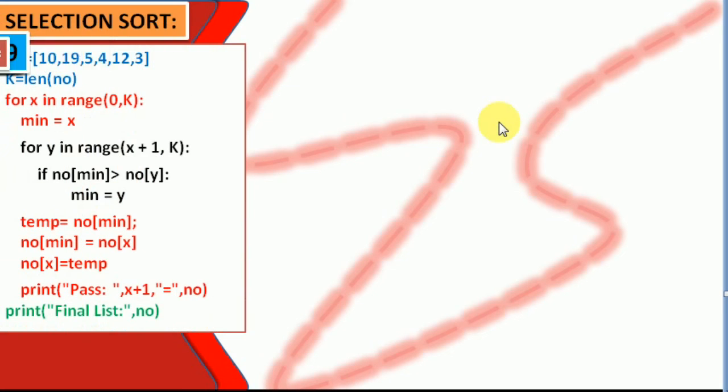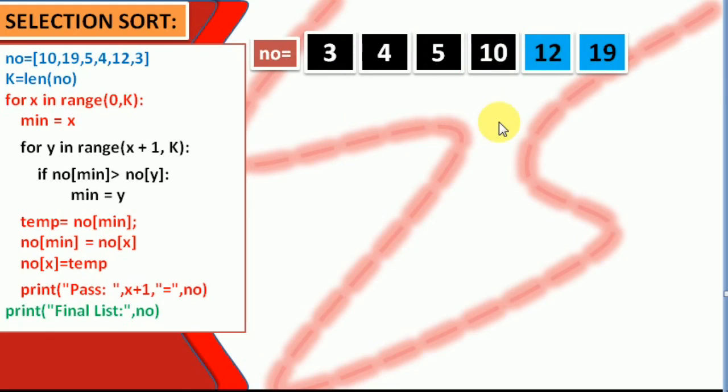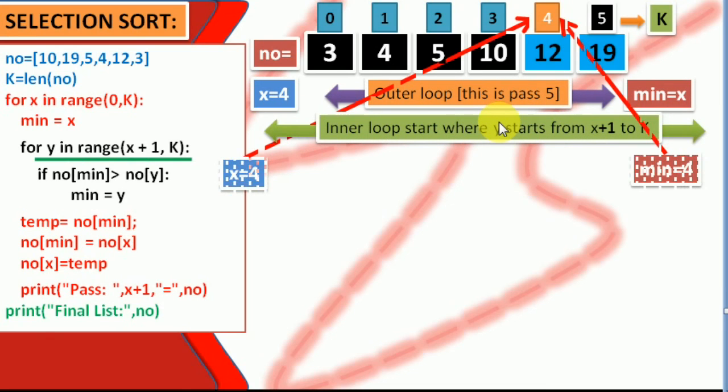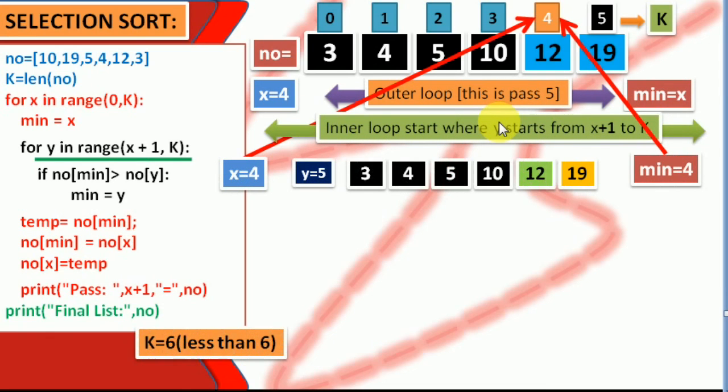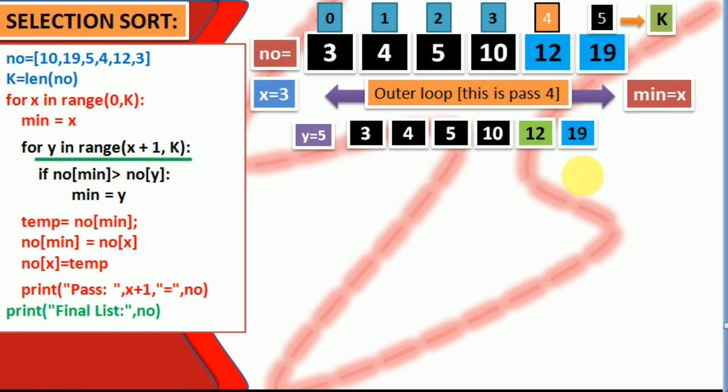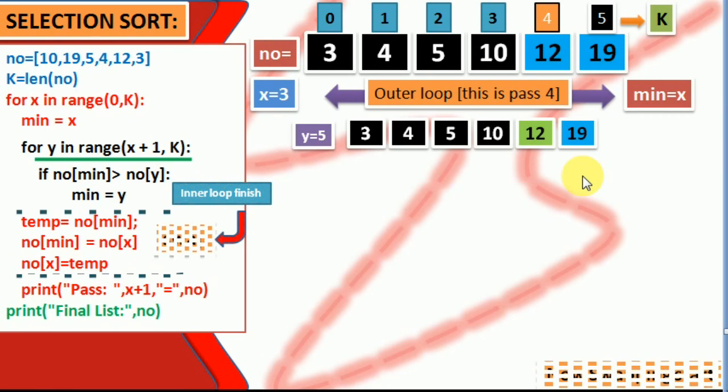So these are the numbers 4 and 5. X is at 4. Min is also sitting at 4. Y starts from 5. The first value has been checked. Min of 4 is here 12 and y equals 5 is 19. What is that condition? Is 12 greater than 19? It will say false. Min remains the same. Loop finishes. It comes out.